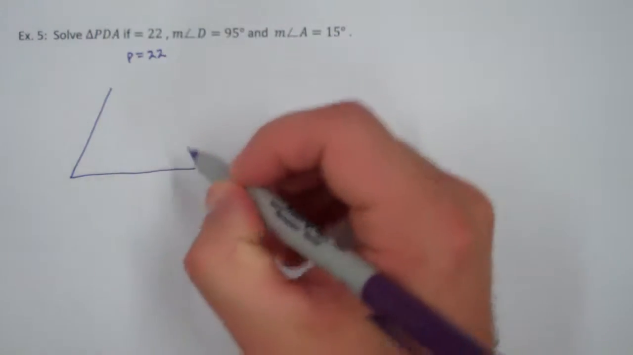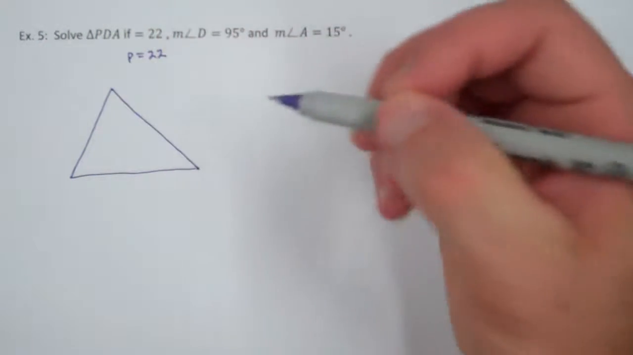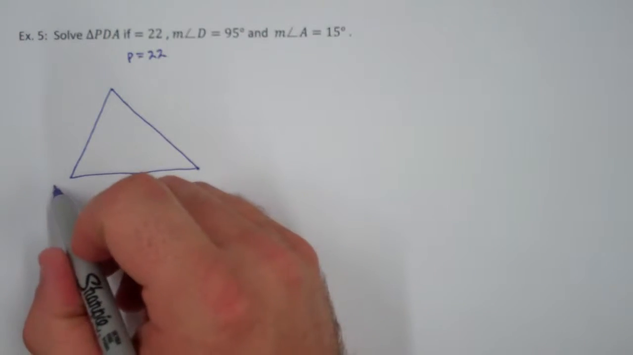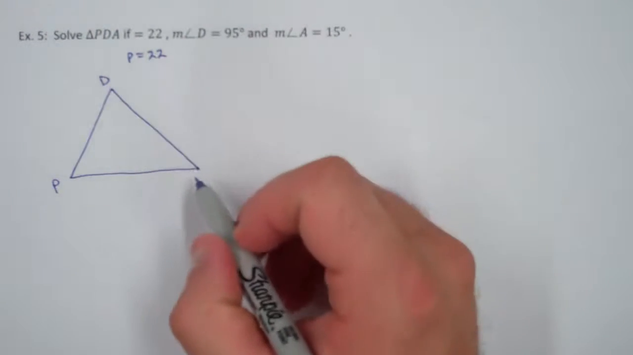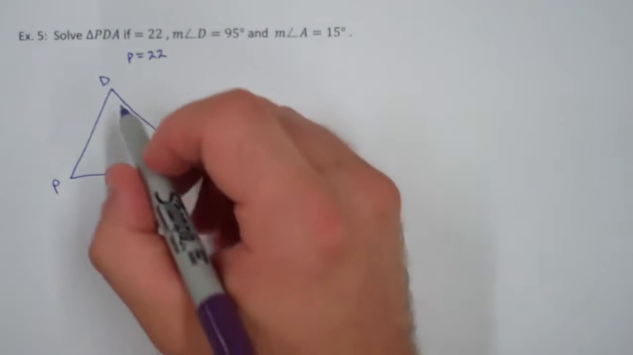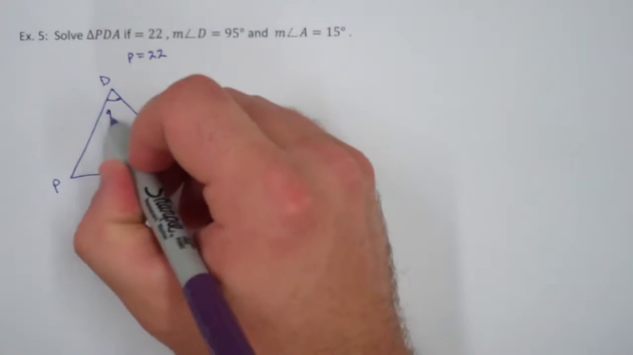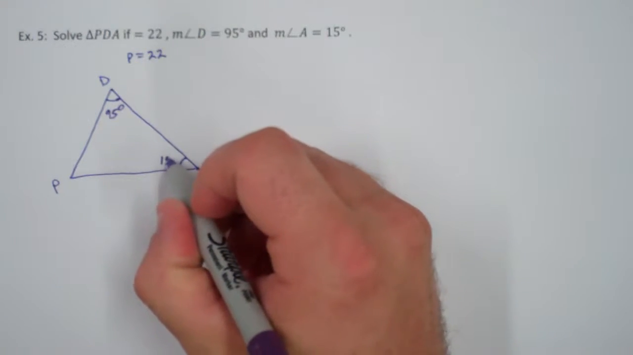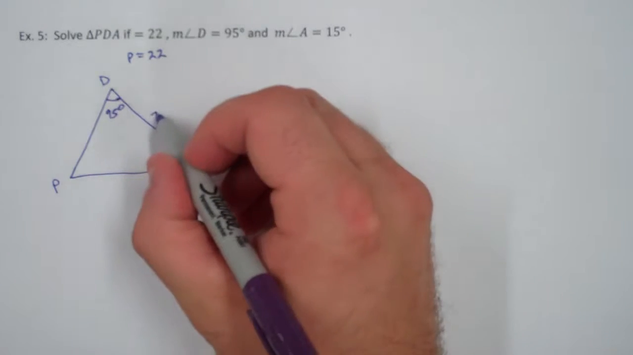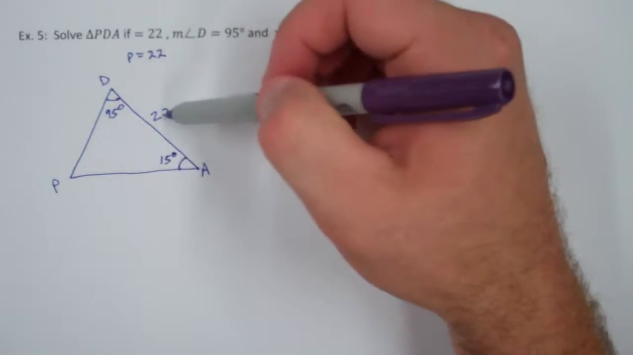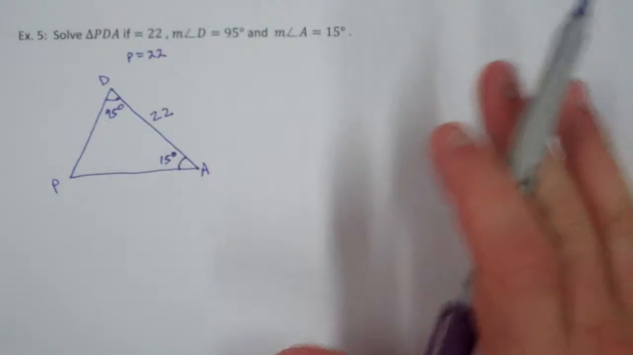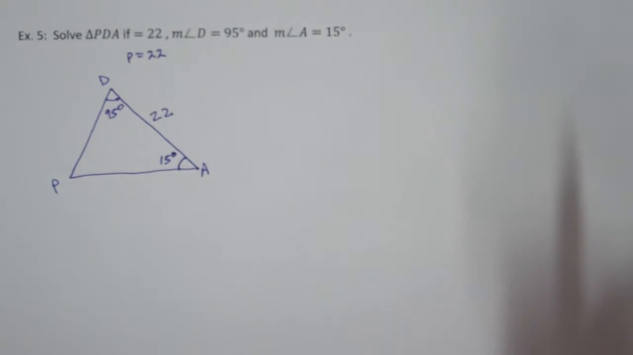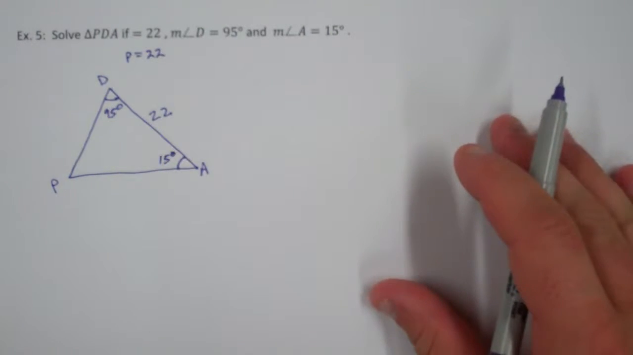As we draw our triangle, let's make this P and D and A. So angle D here is 95 degrees. Angle A is 15 degrees. And we know that P here is 22. This is an angle side angle. It's not angle side side or side side angle. So we don't have to worry about that whole 0, 1, or 2 possible solutions and checking out each case. We know there's only going to be one solution here.